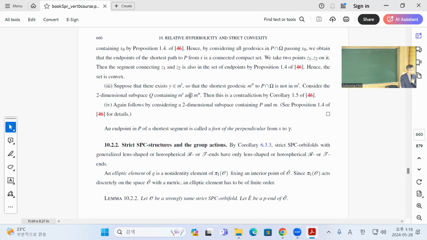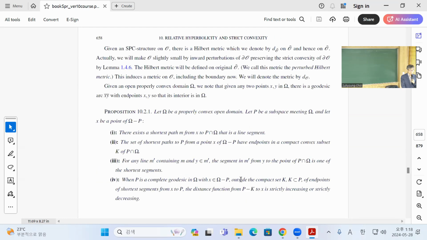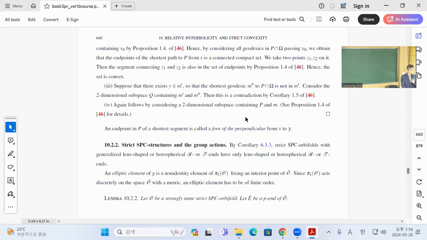So then the next one is again very similar to here. We just need to look at two-dimensional examples, and so again this is also done for just the two-dimensional case here. That's enough to prove this. These endpoints are called the foot of the perpendicular from x to gamma. In this case, of course, the foot is not unique, not differently from classical geometry.